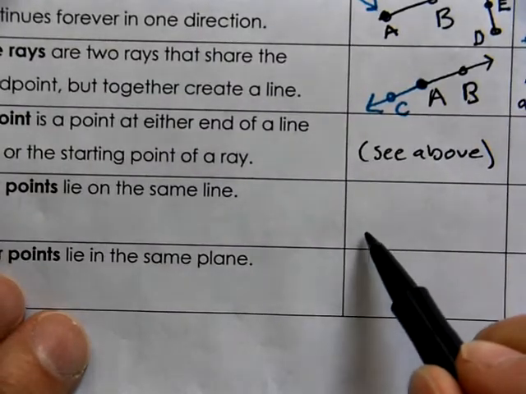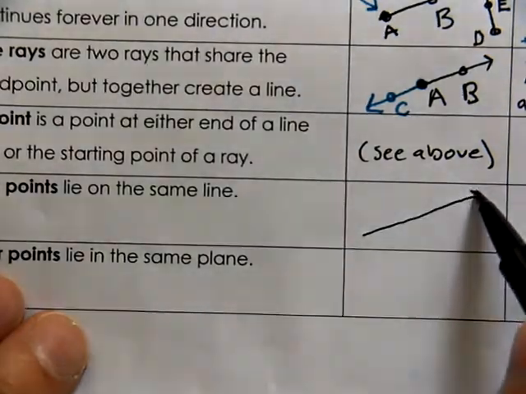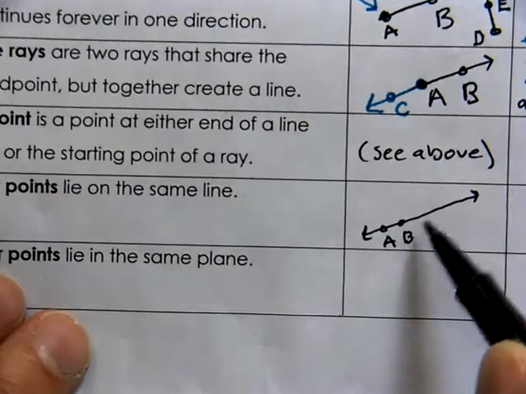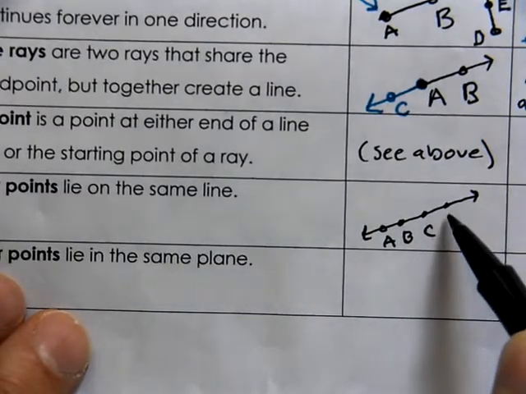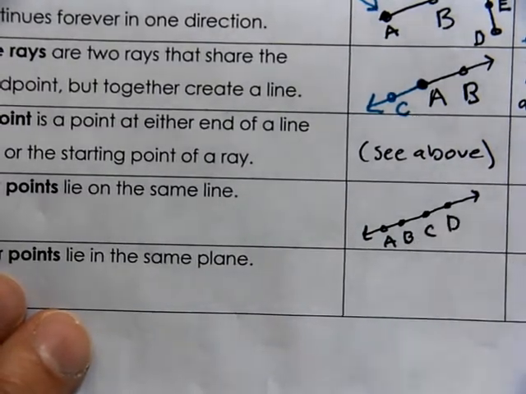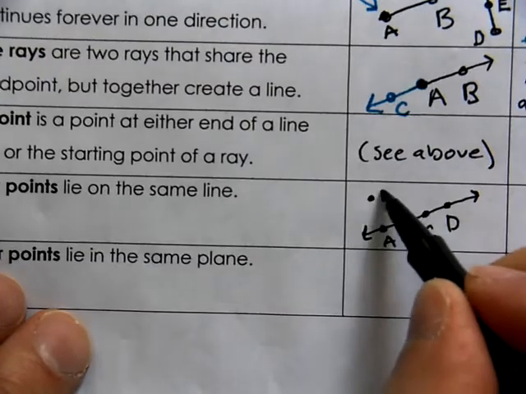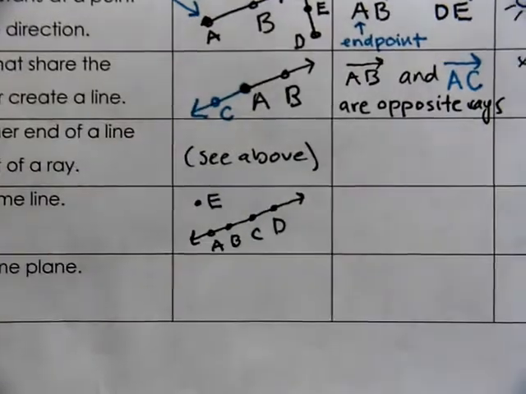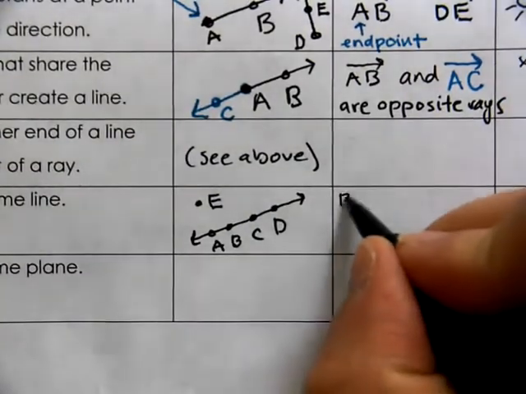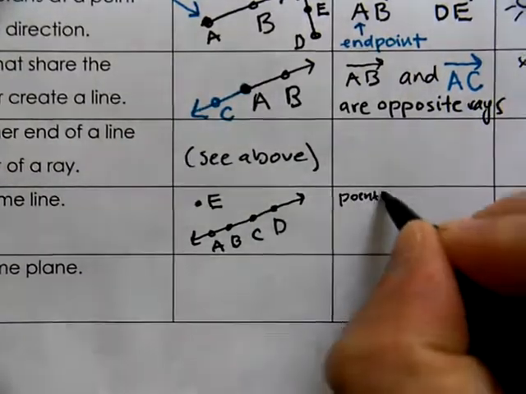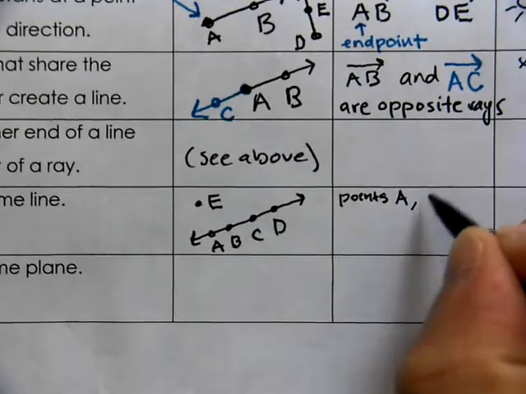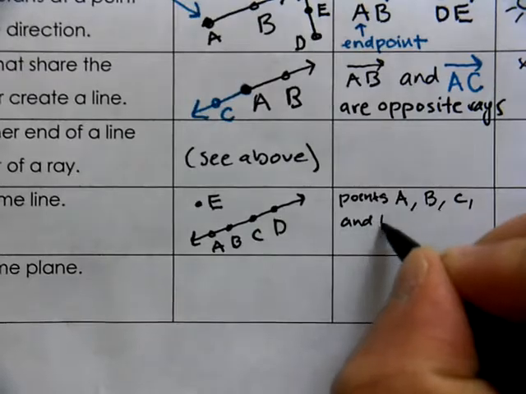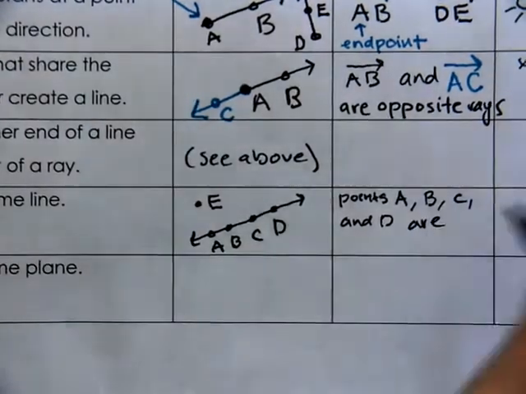So I'm drawing a very similar diagram. There's my line. I'm going to put a bunch of points on here. Point A, B, C, D. Those are my collinear points. And then for contrast, I'm going to put one point not on the line, point E. Alright, so I would say points capital A, capital B, capital C, and D are collinear.